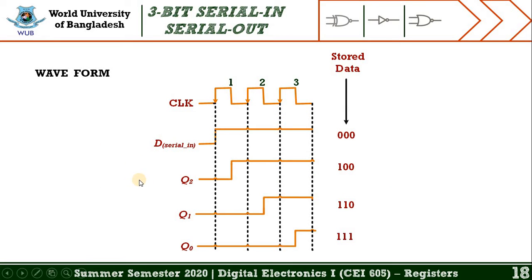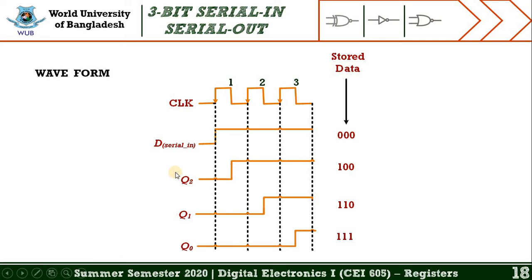Well, this slide represents the waveform of 3-bit serial in and serial out. Since there are 3 clock edges in this design, and all our clock edges are negative, 3 clock edges means first, second and third, which is represented as the clock signal.